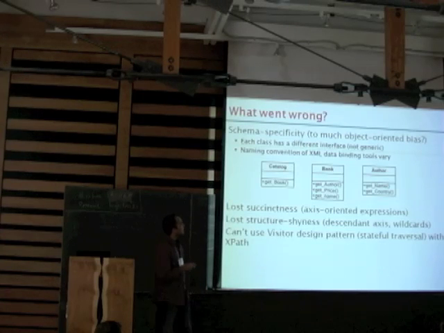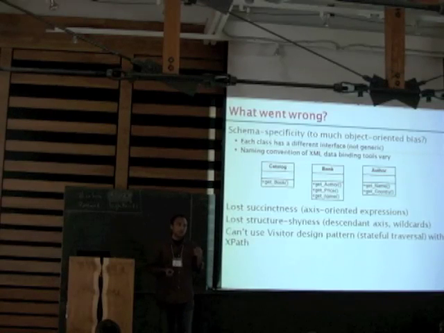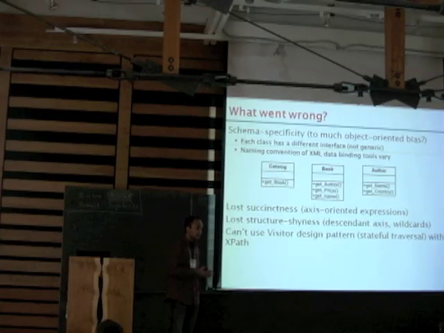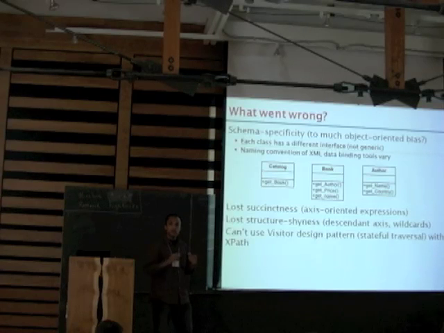I'm going to summarize what really went wrong. The problem really lies with its schema specificity. The approach that we had initially, with a separate class for each type and getters and setters for each member, is really trumping us here. Each class looks completely different. There is no generic, no commonality there, other than maybe an object-based class.